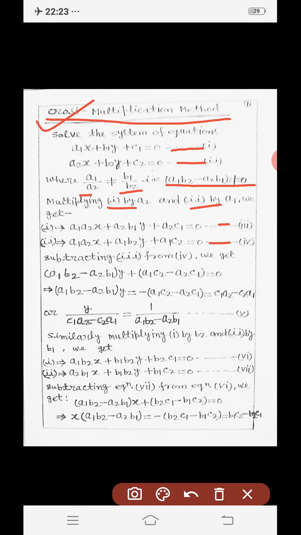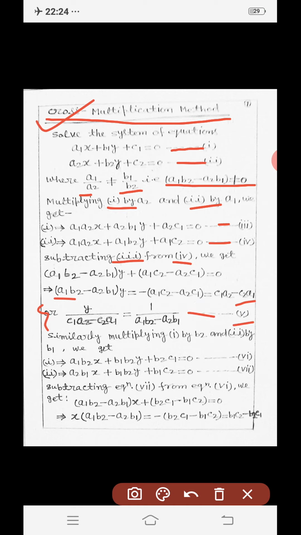Subtracting equation 3 from equation 4, we get (a1 b2 minus a2 b1) y plus (a1 c2 minus a2 c1) equal to 0, and this implies that (a1 b2 minus a2 b1) y equal to c1 a2 minus c2 a1, or y by (c1 a2 minus c2 a1) equal to 1 by (a1 b2 minus a2 b1). This is equation number 5.